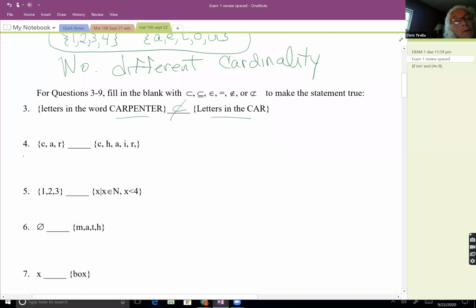How about question number 4? The set CAR and the set CHAIR. Again, we're comparing sets, so we want to use one of the set comparisons. That one is a subset. Is there another one that I could use? Is it also a proper subset? Yes, because they're not equal.